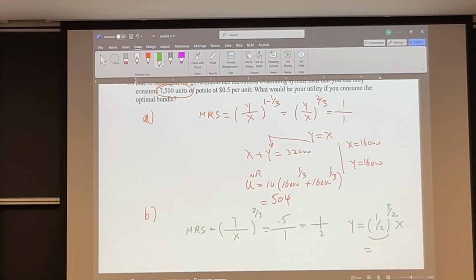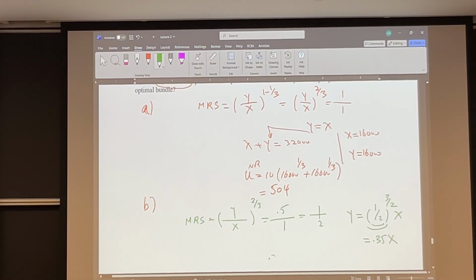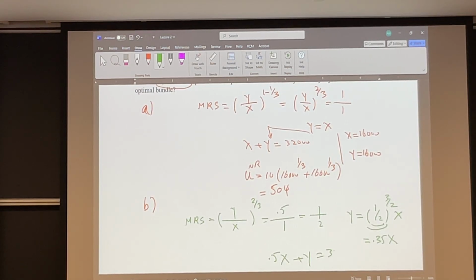How much is that? I need that number. How much is 0.5 to the power of 1.5? Should be a small number. So that is that. The bottom line is this one now, because the price of X is 50 cents. The price of Y is the same. You still have $32,000. So take this one, plug it there, and solve for X.